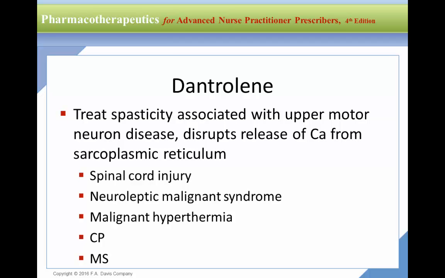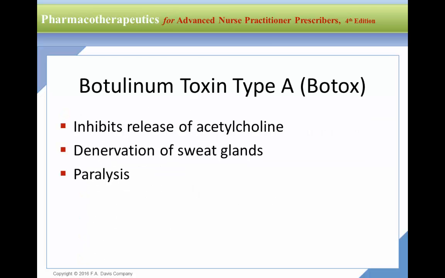So they treat spasticity with the patients that have upper motor neuron. They disrupt the release of calcium. Of course, you need calcium in the sarcoplasm for the actin and myosin to be able to contract. So inhibiting release of calcium would produce muscle relaxation. And diseases that could be treated for that would be spinal cord injury, neuroleptic malignant syndrome, as we already mentioned, malignant hyperthermia, cerebral palsy, and patients with multiple sclerosis.